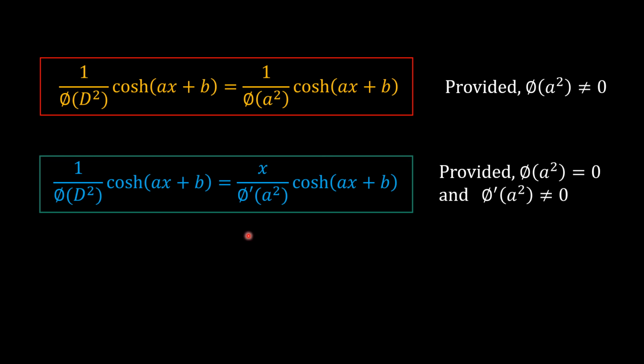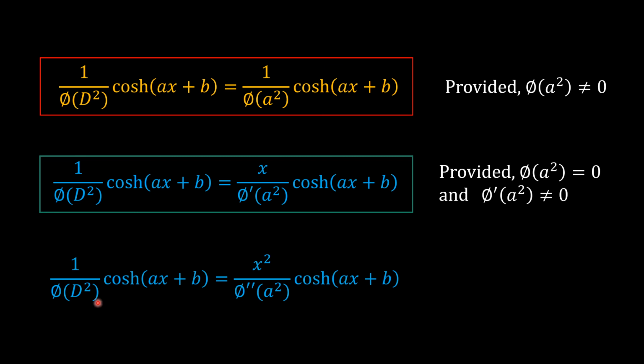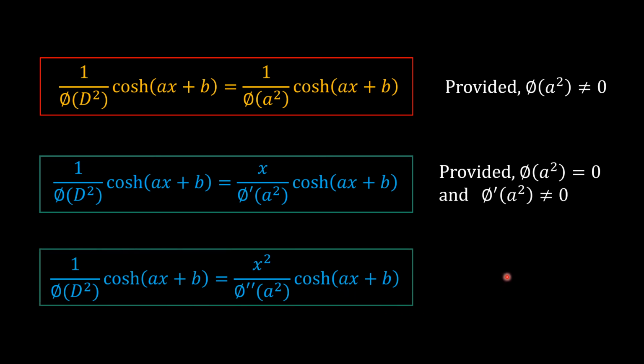Then we will go to the next case, in which the particular integral will be evaluated as x square divided by phi double dash of a square cos hyperbolic of ax plus b, provided that phi dash of a square is equal to 0 and phi double dash of a square is not equal to 0. So these are the required conditions.